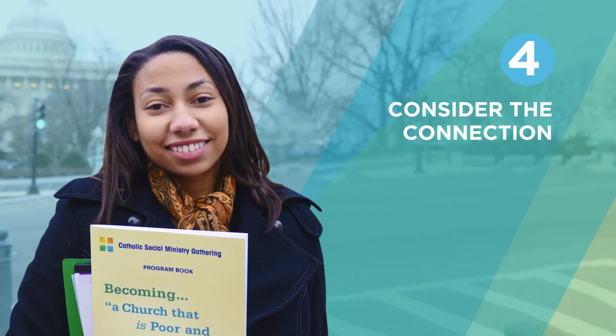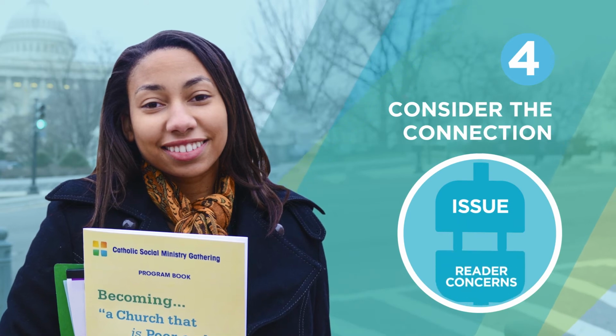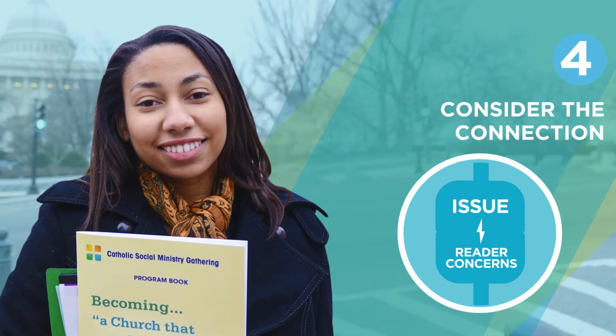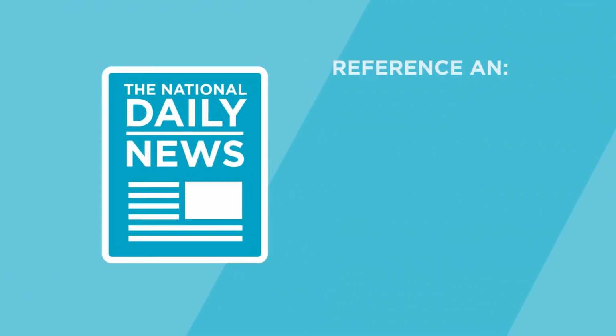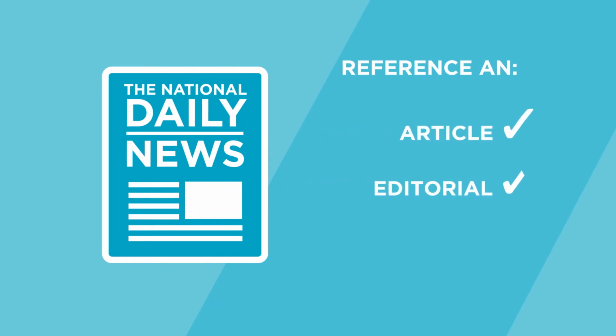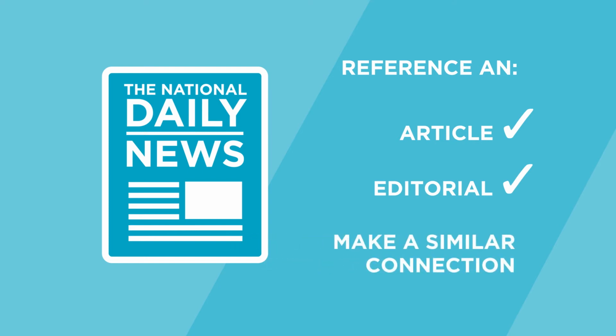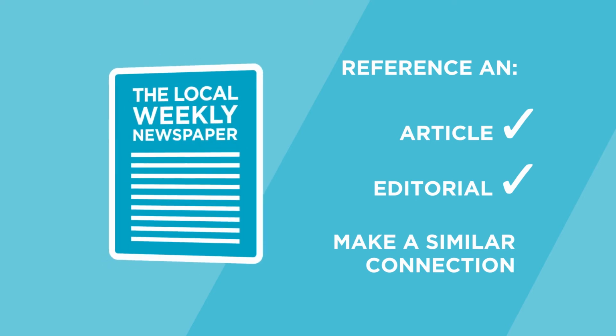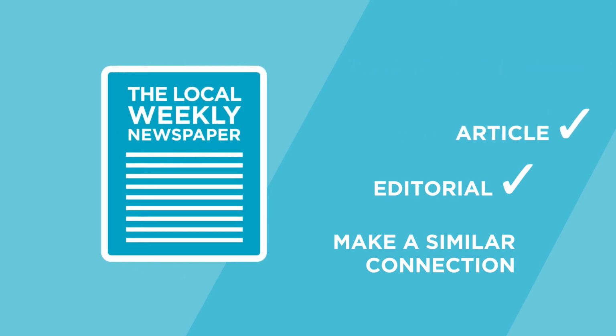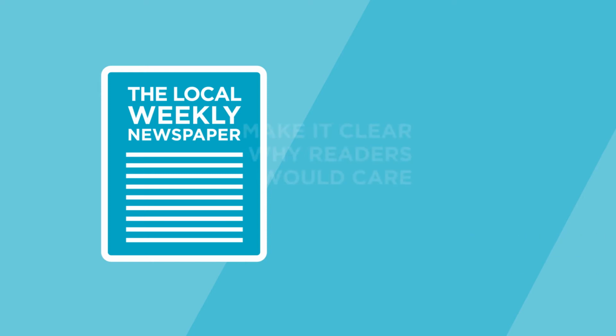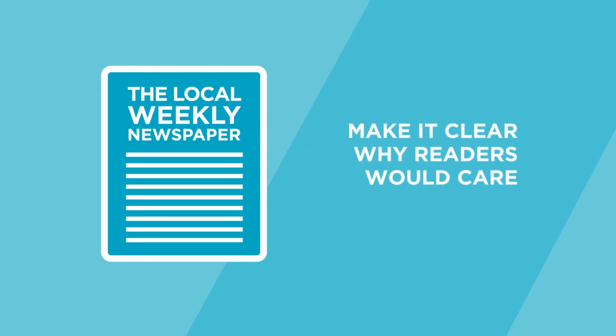Number 4. Consider the connection. Successful letters make the connection between an issue and the concerns of the paper's readership. Letters in larger newspapers often begin by referencing a recently published article or editorial. If you're writing to a larger paper, consider how you can make a similar connection. If you're writing to a smaller or local paper, it's not necessary to reference a specific article or editorial. Instead, be prepared to write in a way that makes it clear why local readers would care about your issue.